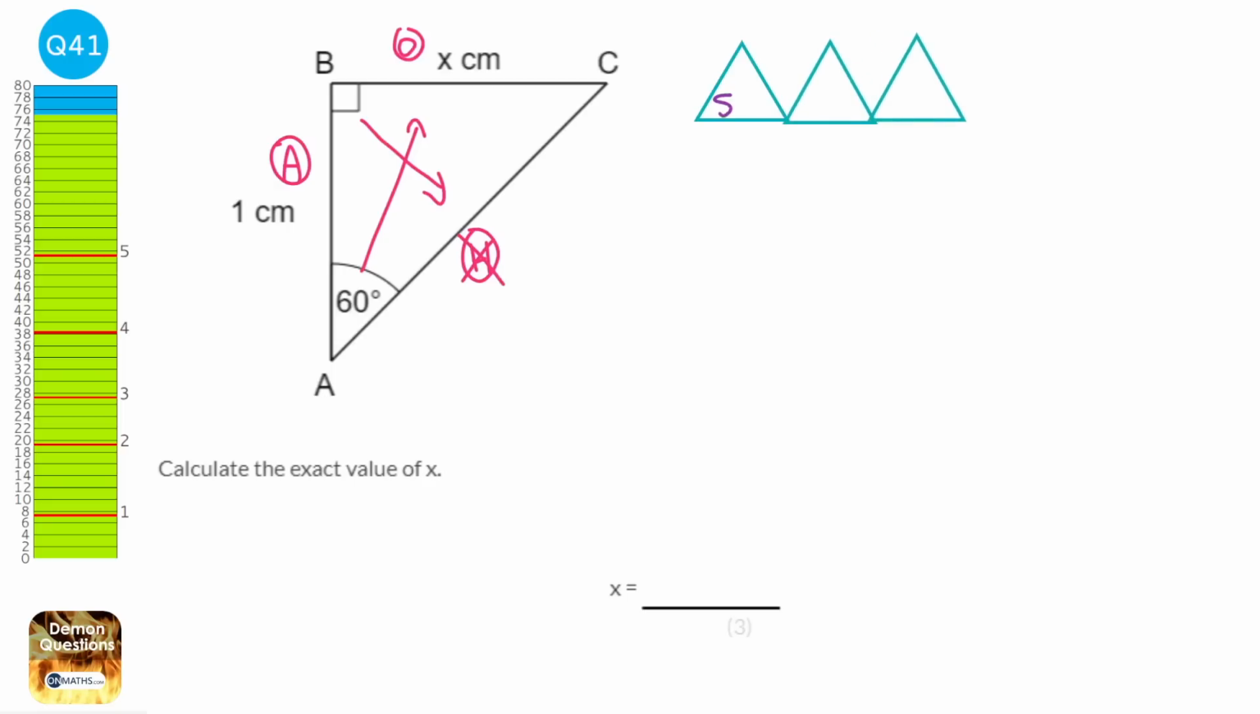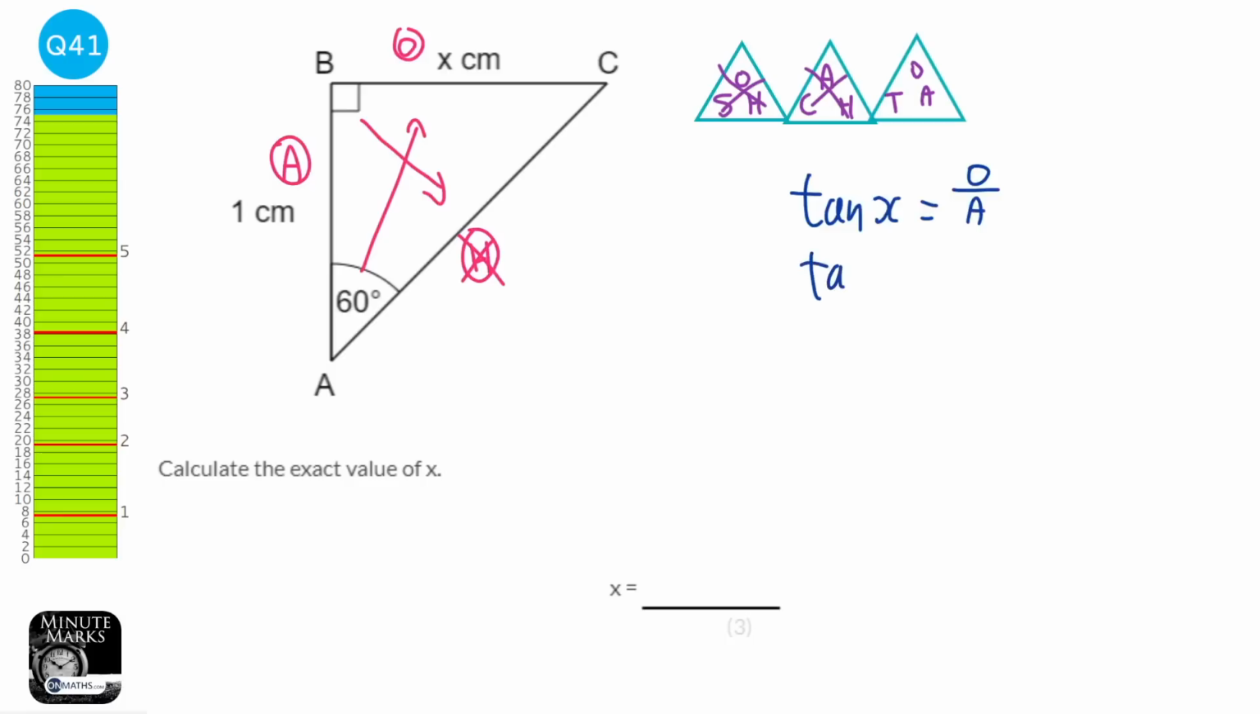So we've got SOH, CAH, TOA. Now we've crossed out the H, so we're not going to be interested in the SOH or the CAH. So it's going to be TOA. TOA is short for tan the angle equals opposite over adjacent. The angle is 60, so it's tan 60 equals X over 1.